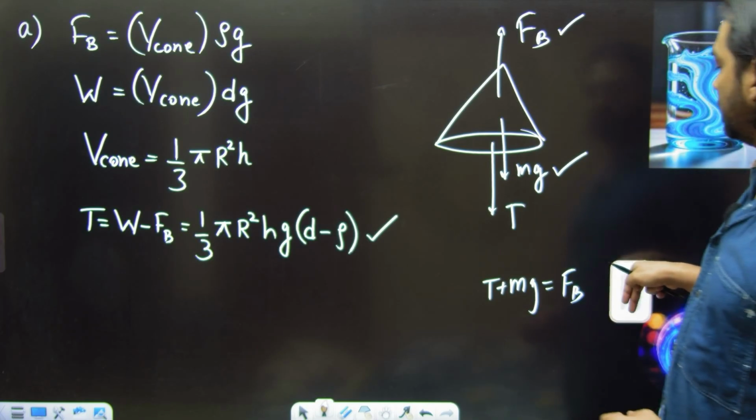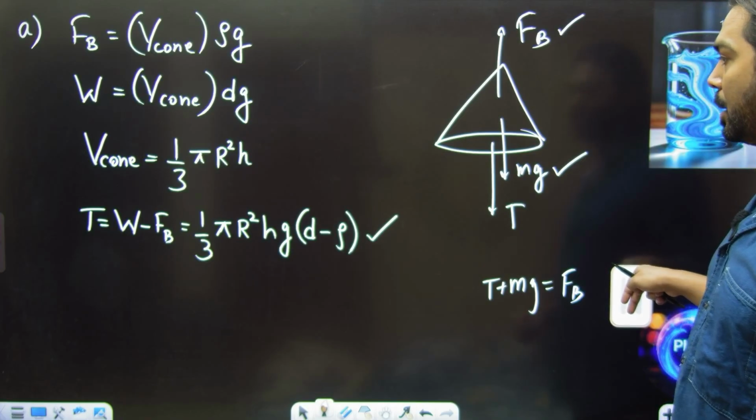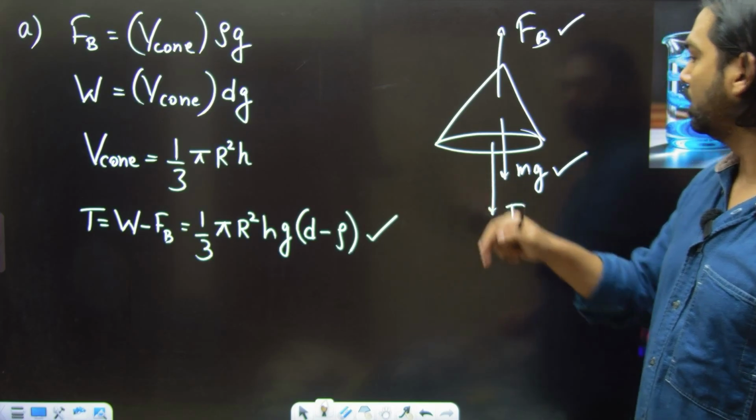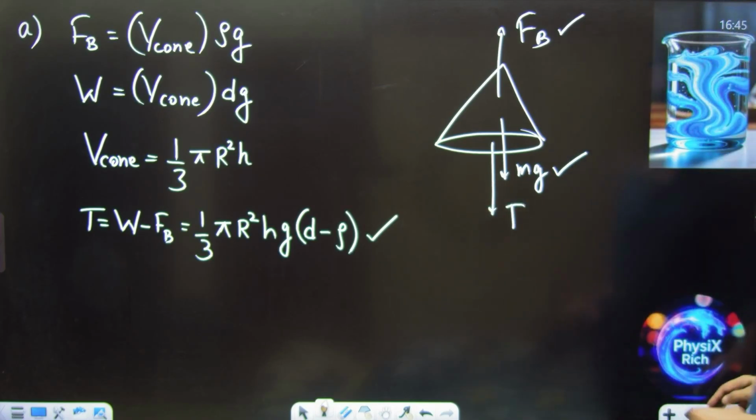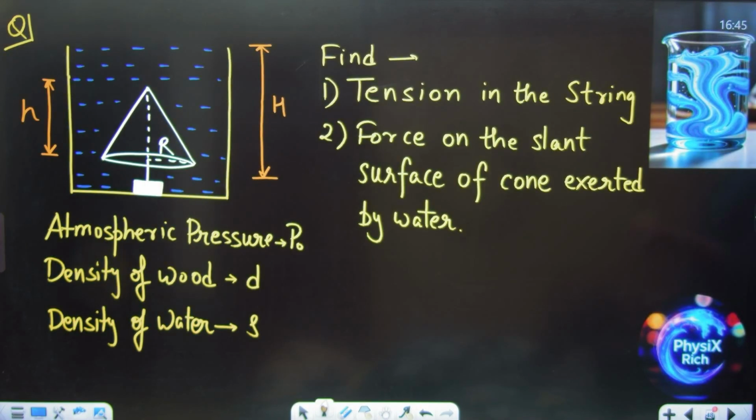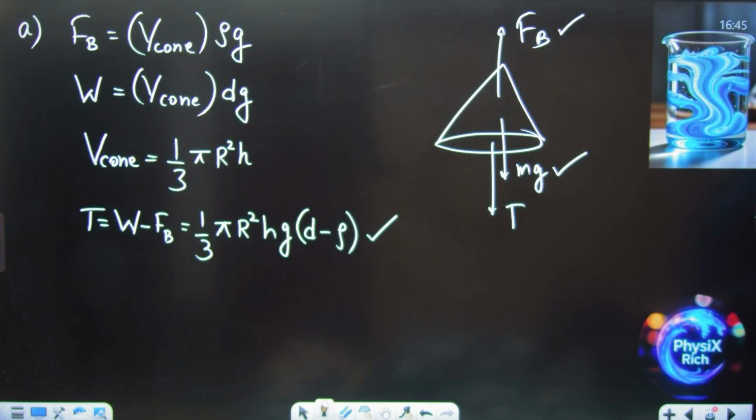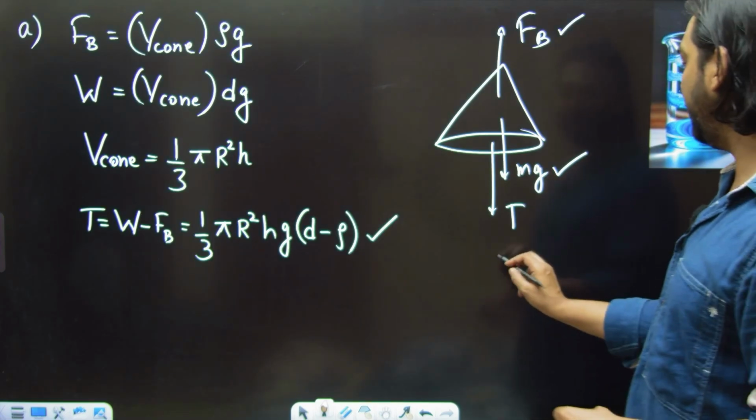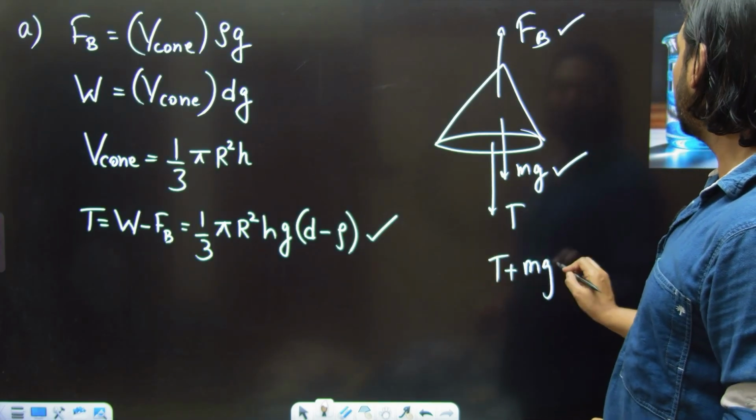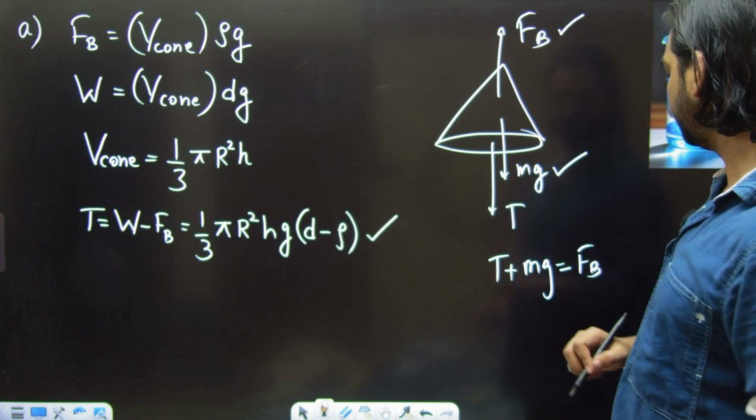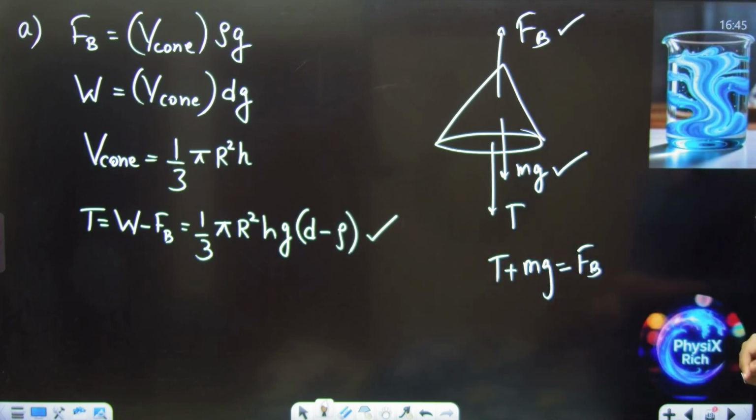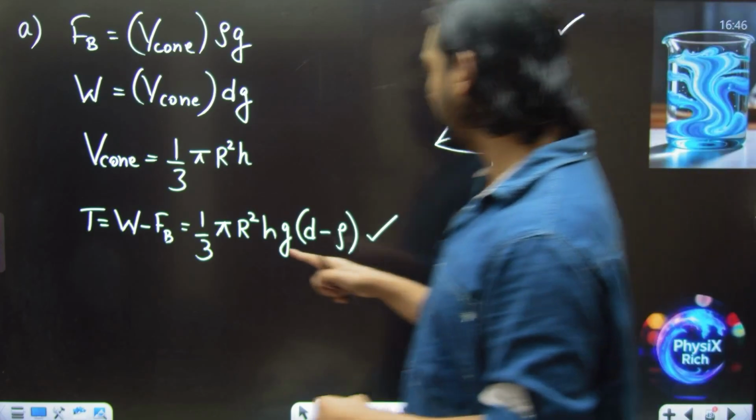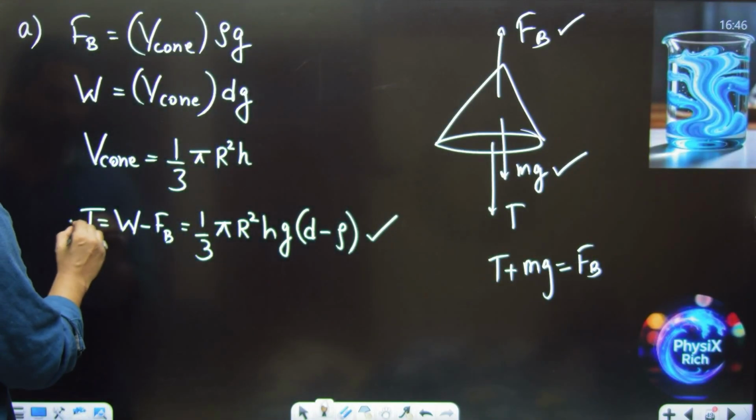Wait a second. Tension is acting down, FB is acting up, and W is acting down. So there should be T plus mg equals FB. Yeah, that is correct. So it should be FB minus W. Oh, there's a small mistake over here. This is a minus T over here.